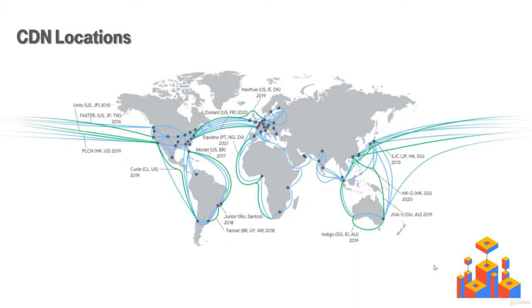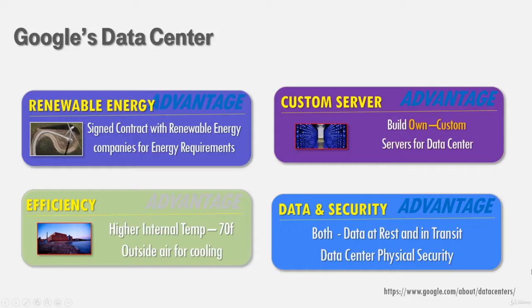Besides POP locations, Google has CDN locations, and this is only used for content delivery. For your static content, as an example, you want to cache the images or videos or static content near to your user so that the latency is improved.